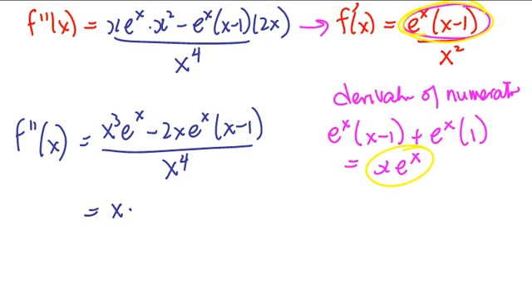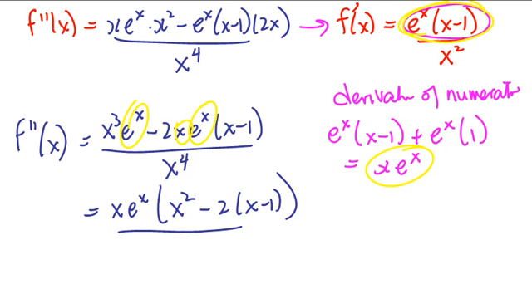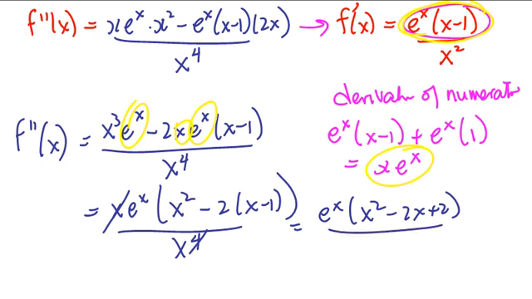Now I'm going to factor out an x and an e to the x in the numerator. So I'm factoring out an e to the x and one of these x's, and that leaves me with x squared minus 2 times x minus 1 over x to the fourth. That allows me to cancel this, and I end up with e to the x over x times x squared minus 2x plus 2 over x cubed.